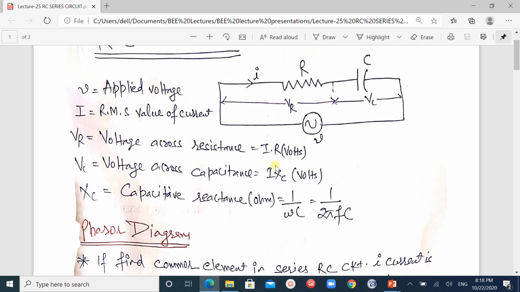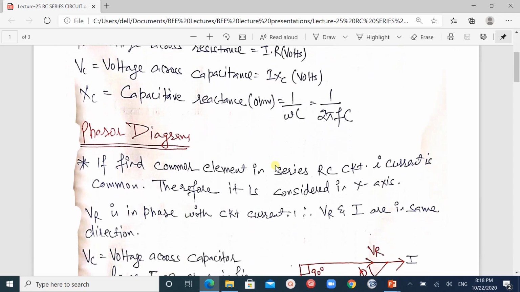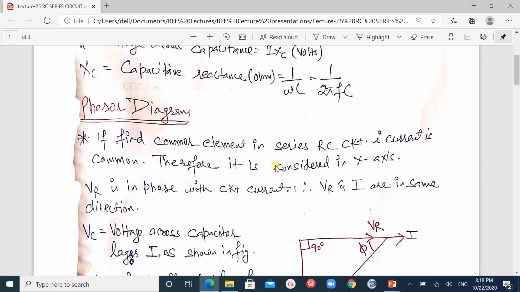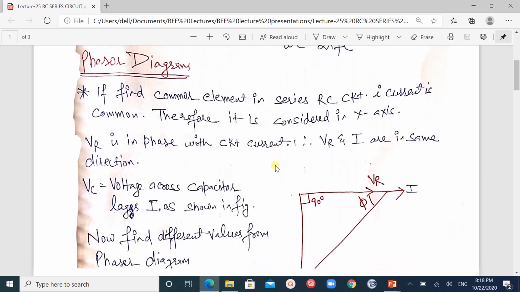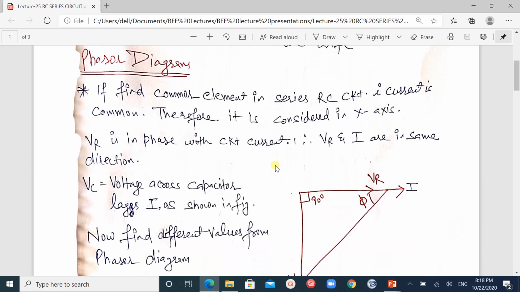Then we talk about the phasor diagram. As in the previous lecture, I have already discussed that the voltage and current are in phase with each other in the case of resistance, but in the case of capacitance, the voltage is lagging the current by 90 degree, or we can say that the current is leading the voltage by 90 degree.